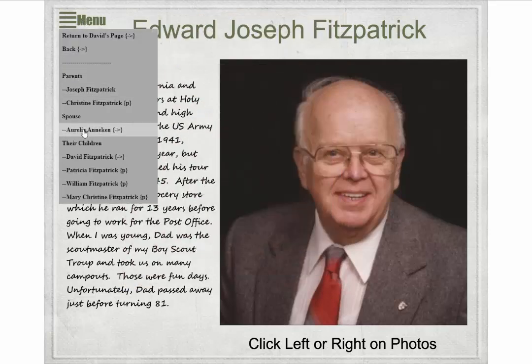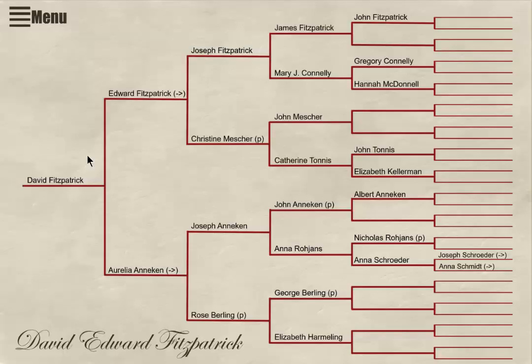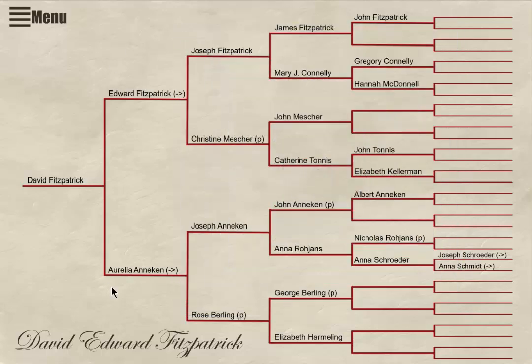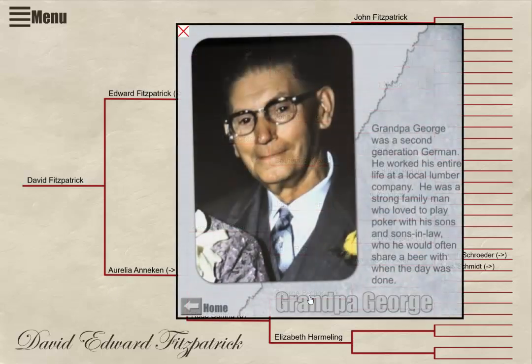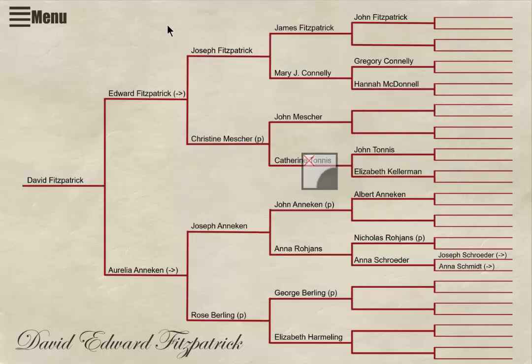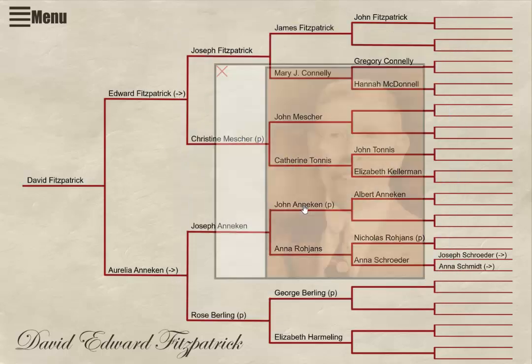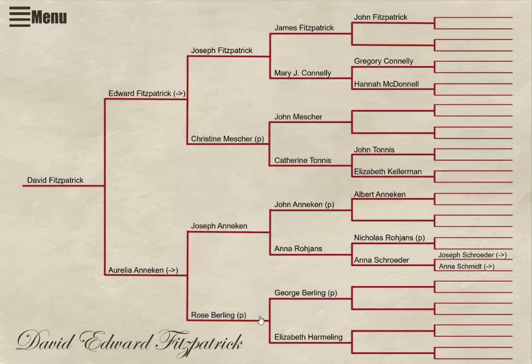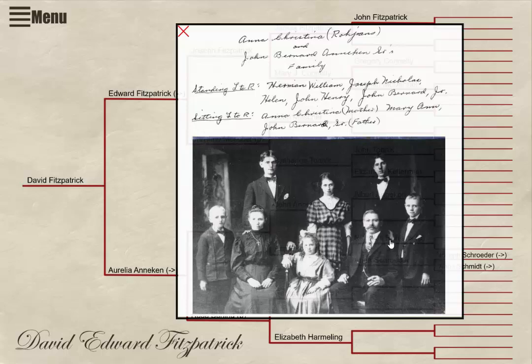And if we go back now to my tree, then we can go over on the other side. Over here, you remember we'd seen my mother, so I'll take a picture of her mom, and that's Grandma Rose. Then back the tree a bit, we see a picture of George Burling. And over here, there are some pictures of John Anakin, who would be my great-grandfather, and my great-great-grandfather, Nicholas, right here in this picture.